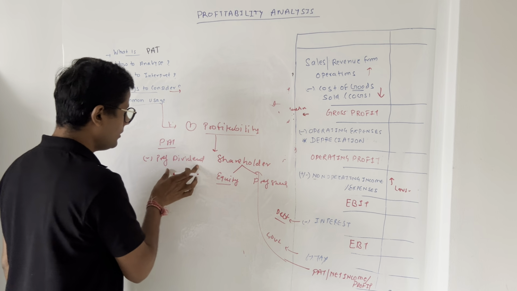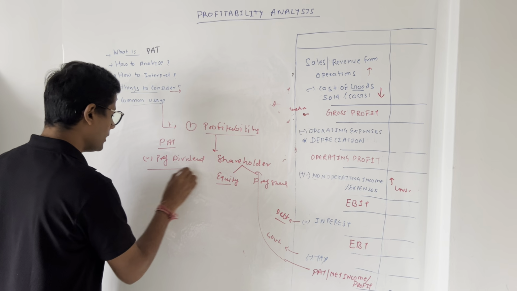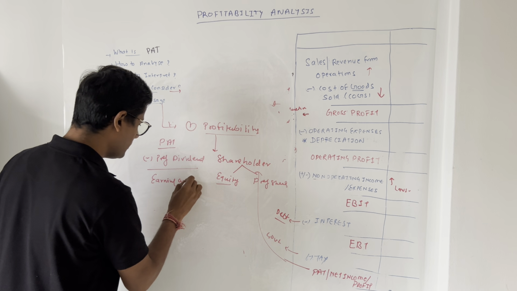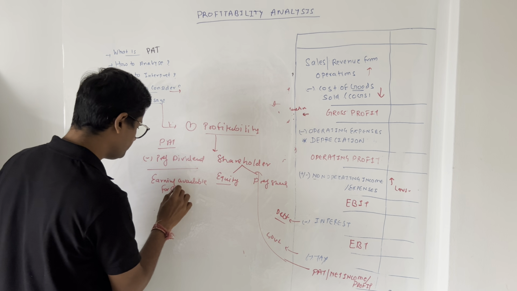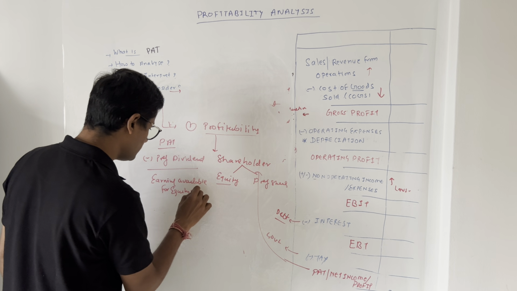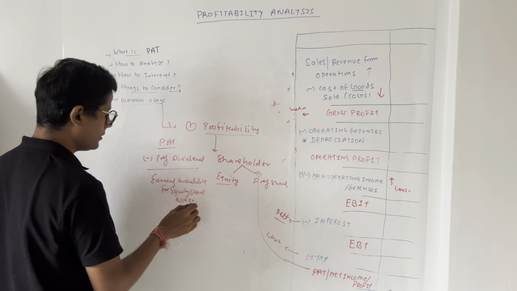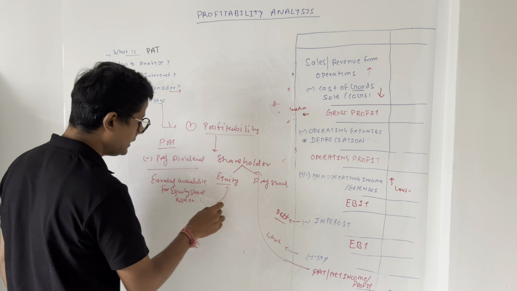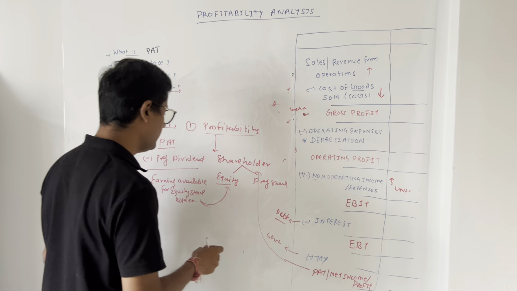Any profit or any part of dividend which you are giving to preference shareholders has to be deducted, and then you will get earnings available for equity shareholders. This will be useful for our key shareholders, the equity shareholders, who are the actual owners of the company, right?